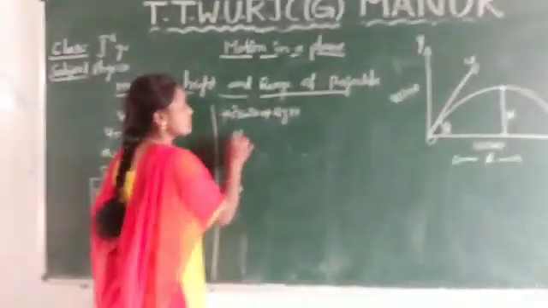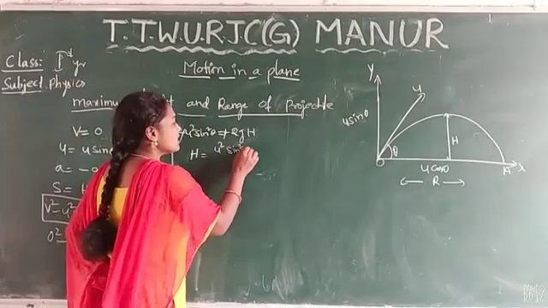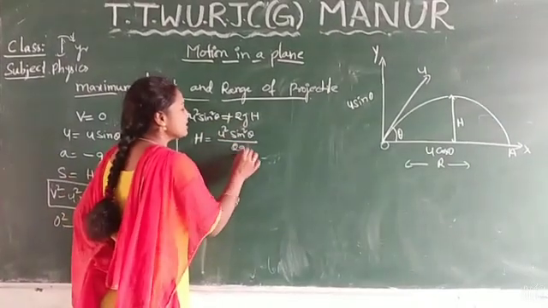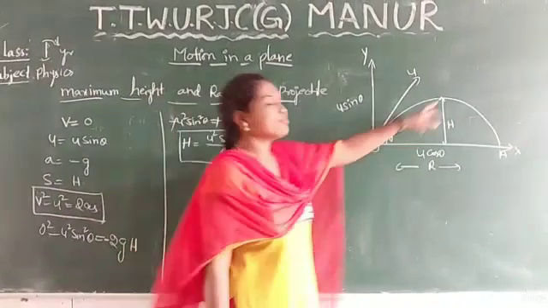Write down the equation for h. h is equal to u square sin square theta, and here it is multiplied by 2g. If you bring this to this side, it will be in the denominator, that is, divided by 2g. This is the maximum height reached by the projectile.